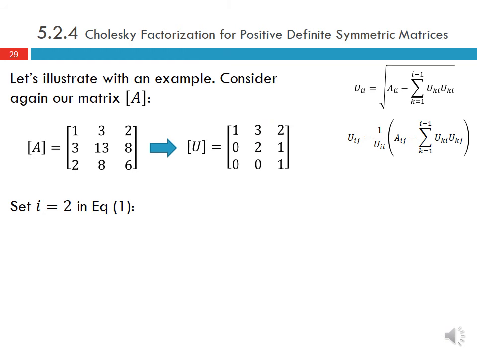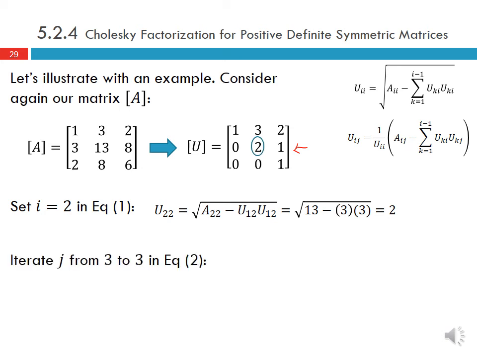So now we increment i and set i equals 2, and we're going to be looking at the second row here. So to find the diagonal component, we look at equation 1. So U22 is equal to the square root of A22 minus U12 squared, where U12 is equal to 3, as shown here.